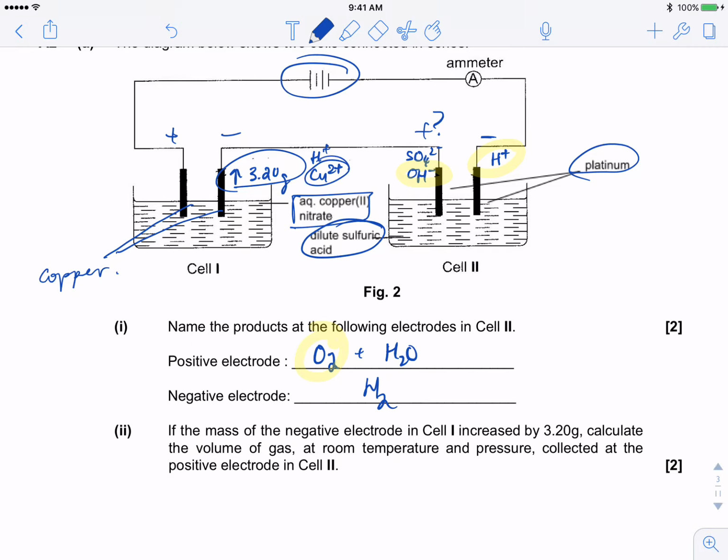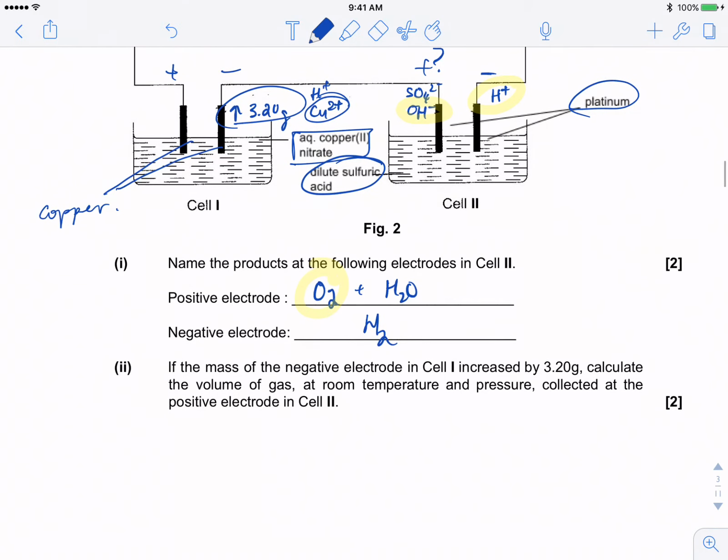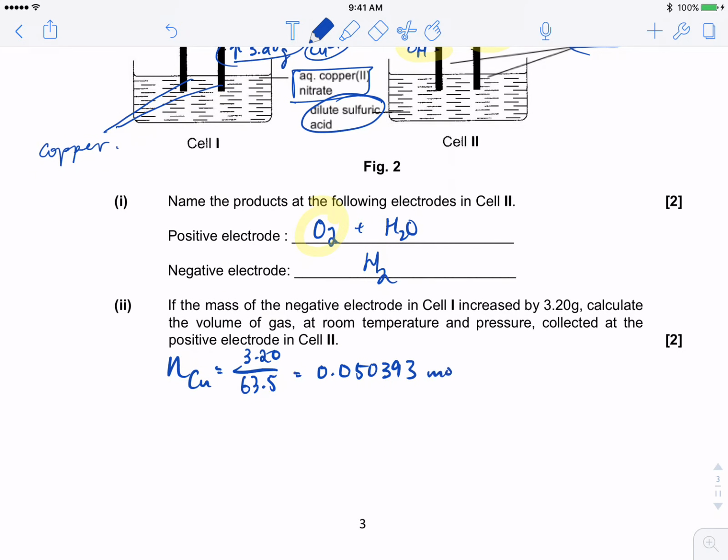Of the two, Cu2 plus is lower in the electrochemical series, so you should know that the increase in mass is because copper 2 plus is being reduced to become copper metal. So given that, you can find the number of moles of copper by taking 3.2 dividing by 63.5, 0.050393 mole. Okay, let's write the half equation. Cu2 plus plus 2e minus gives Cu. Okay, so this is the increase in mass because of this.